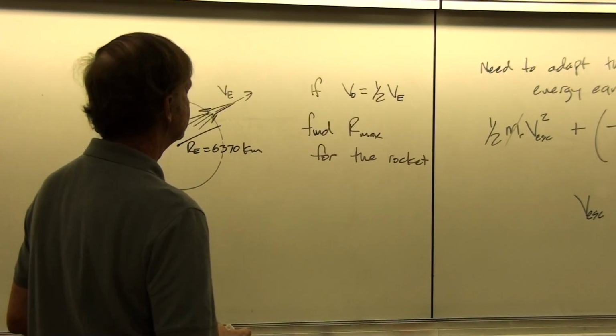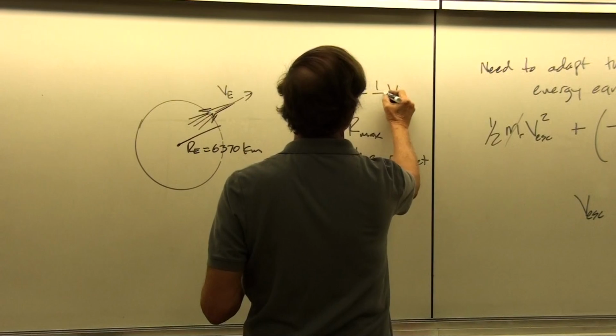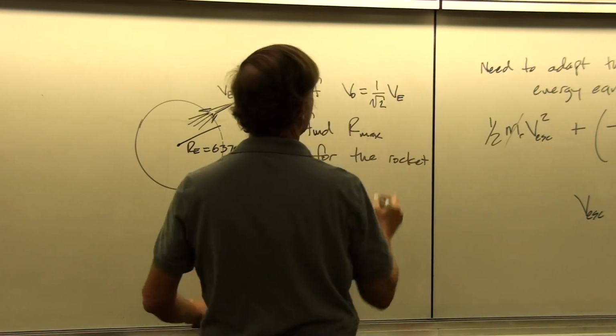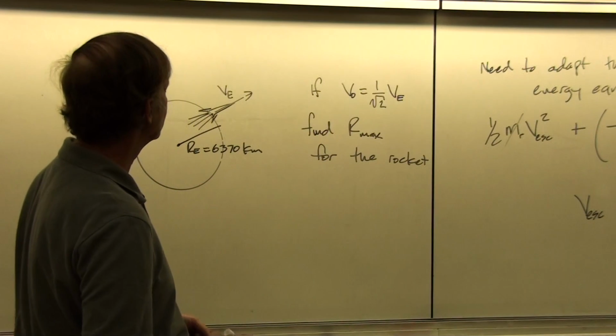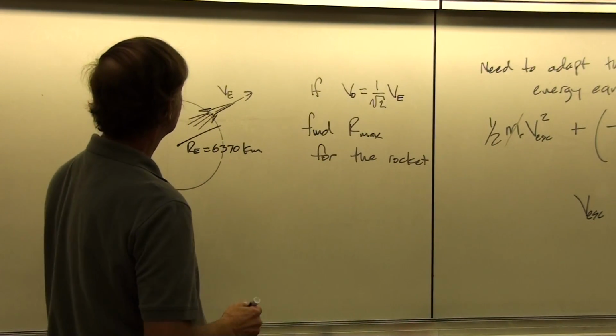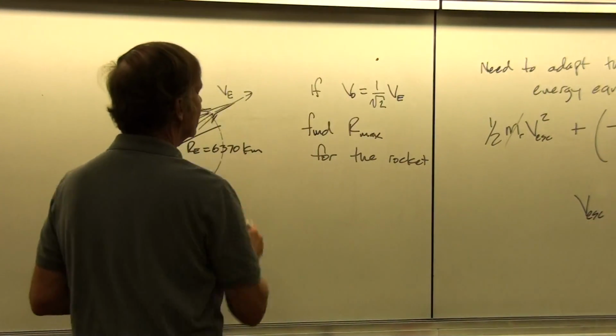Actually, I think this will work out better if we make this 1 over √2 times the escape velocity. So let's do that. Let's find R max for the rocket. In other words, how far does the rocket go before it turns around and starts to come back again?